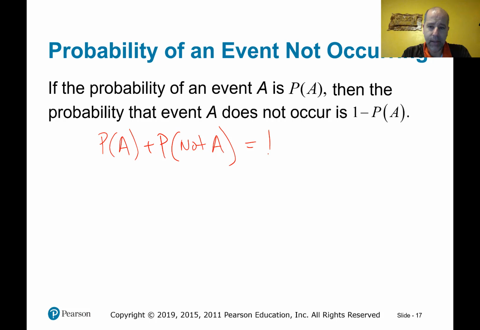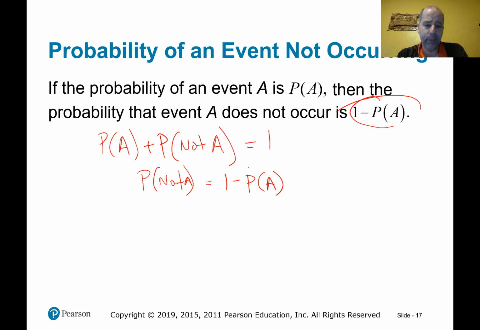That must equal 1. And so if I want the probability of not A, then I just subtract the probability of A from both sides. So the probability of not A equals 1 minus the probability of A, which is what we got up here. And that's what we call the complement rule. If I know the probability of A and I want to know the probability of not A, all I have to do is subtract the probability of A from 1. And that's the complement rule.